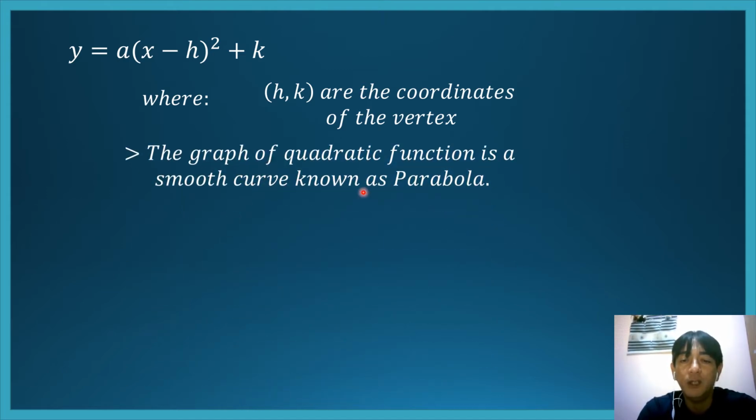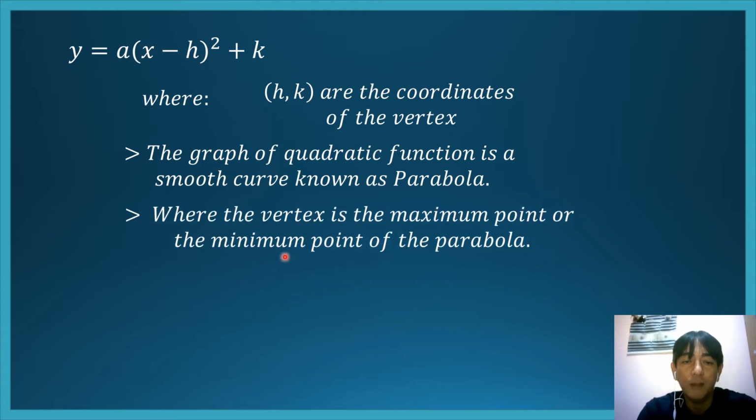So, ang graph ng quadratic function, nabanggit na natin before, is a smooth curve known as the parabola. So, ang parabola daw ay may vertex. So, kailangan natin malaman ang vertex form kasi you have to compute for the vertex. Where the vertex daw is the maximum point, nasa pinakamataas na point daw siya kapag ang opening ng graph ay downward. Or minimum point, kapag ang graph ay opening upward. So, later on, papakita ko sa inyo.